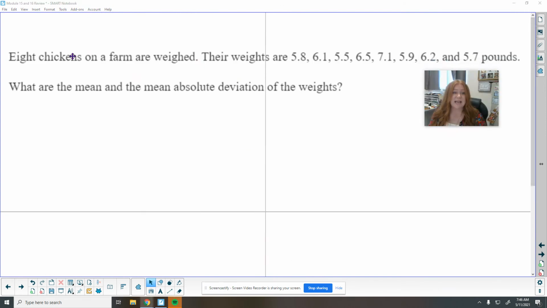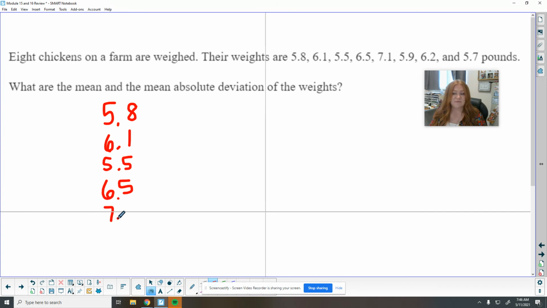So this tells us that 8 chickens on a farm are weighed. Their weights are listed here. So we need to find the mean and the mean absolute deviation of these weights. So 3 steps: find the mean, find the distances, find the mean of the distances. So let's start here and add these up. So go ahead and add those up, line up their decimals, and come back when you are ready to check.